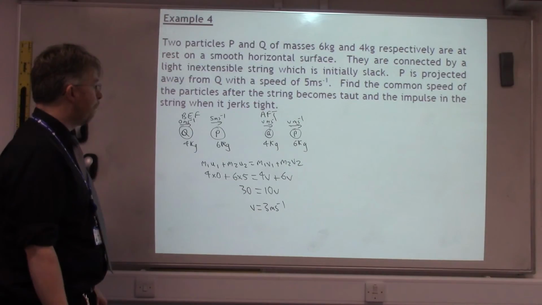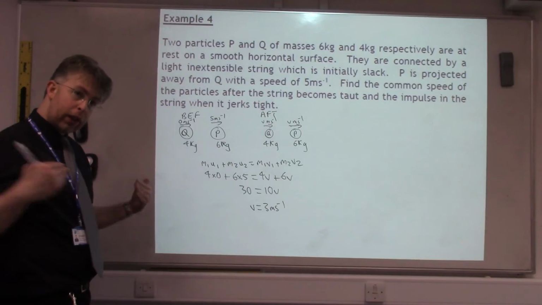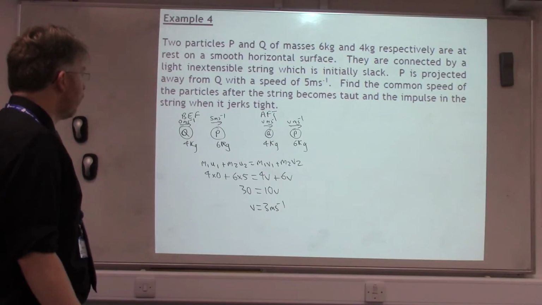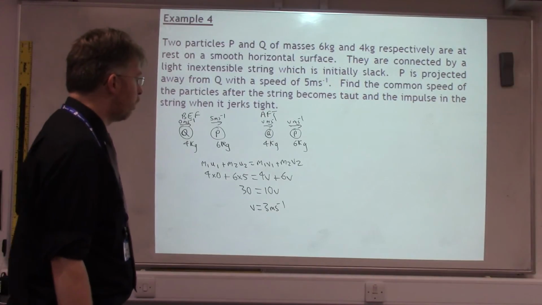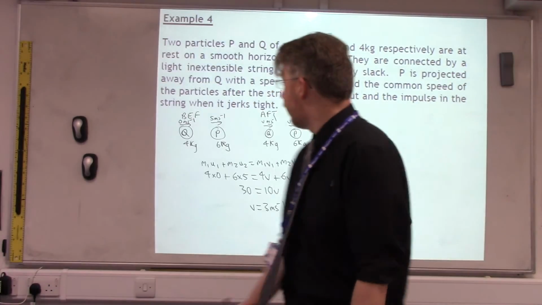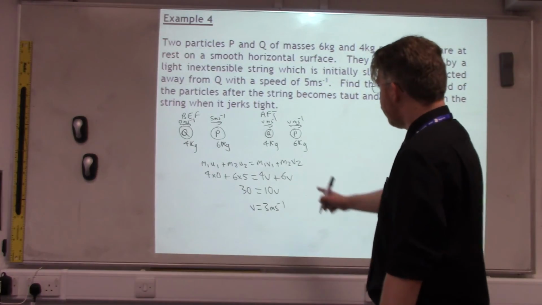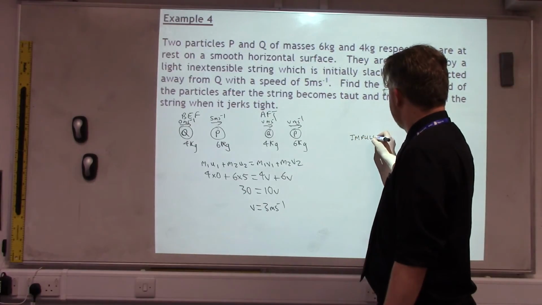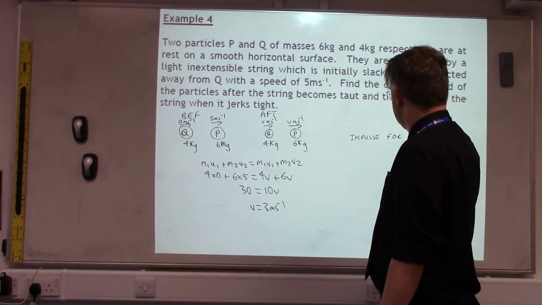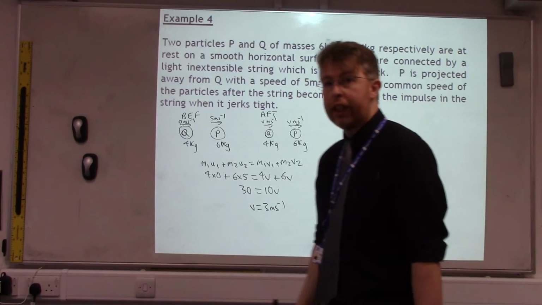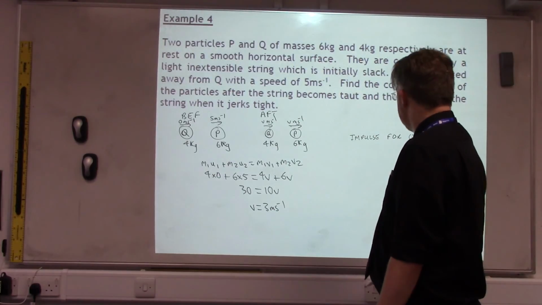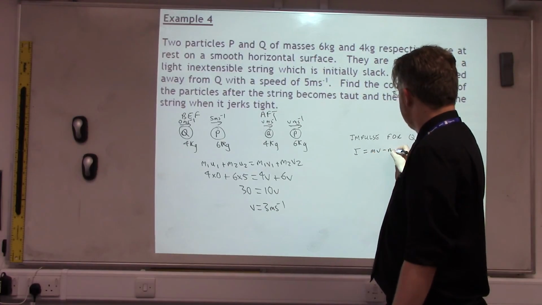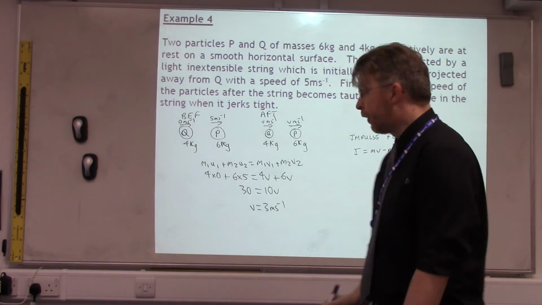Now to find the impulse in the string, we'll just want one of the impulses. The impulses would be equal and opposite for the 2 particles. So we just choose a particle P or Q and we calculate the impulse for that. So Q seems simplest, but we could just as easily have used P. So impulse for Q. Impulse is the change in momentum for Q.